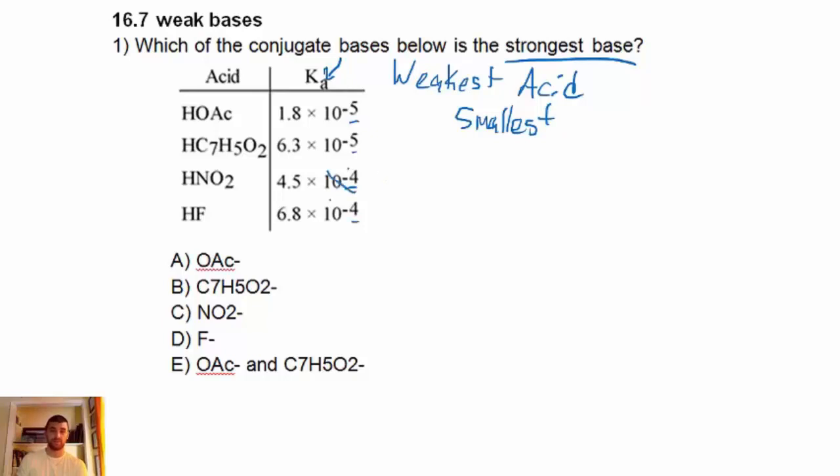So that gets rid of these two options. Now we're looking at just these two. We've got 1.8 and 6.3. Which one is the smallest? It's HOAc. So this is the weakest acid, and what would its conjugate base be? OAc minus, because that's the acid without the H+.